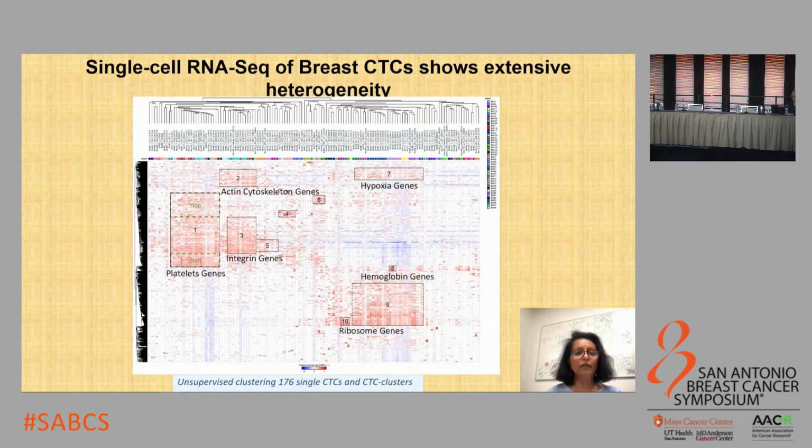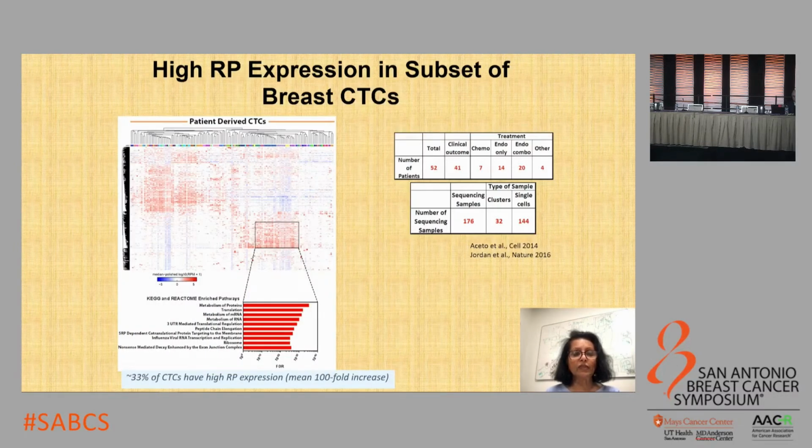Unsupervised clustering of multiple single CTCs derived from metastatic breast cancer patients showed that there was extensive heterogeneity within this population, with some classes of CTCs expressing high levels of the hypoxia genes, actin cytoskeletal genes, and platelet-derived genes. And about 1/3 of these CTCs expressed high levels of mRNAs that code for structural ribosomal proteins. Applying GSC analysis to this subset of CTCs, we found that they had increased translational processes happening within these CTCs.